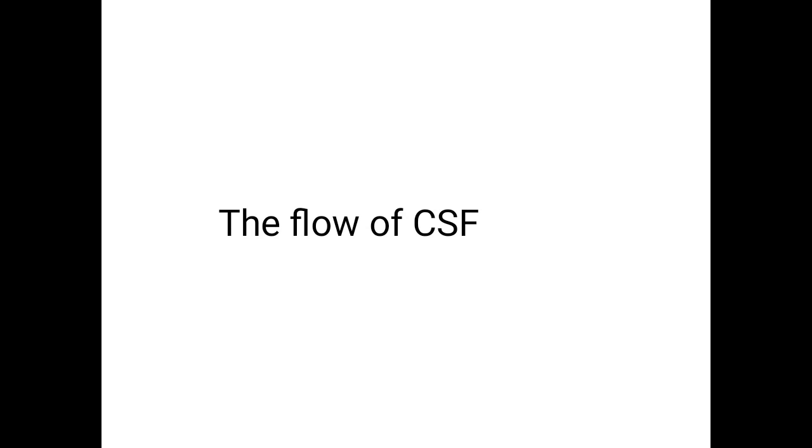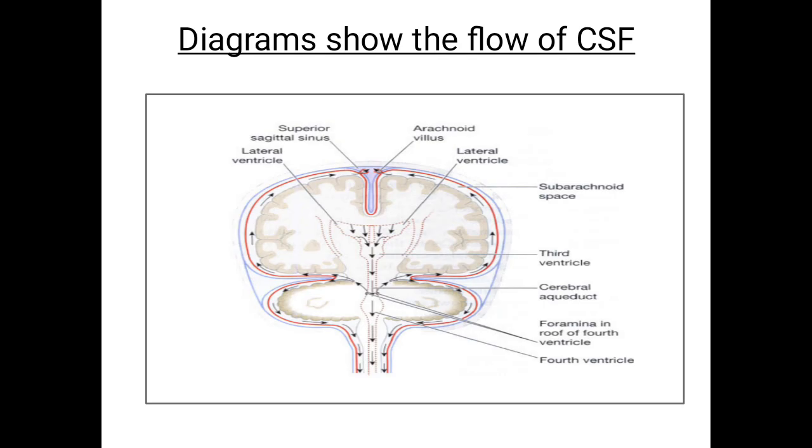subarachnoid space, where its flow is maintained by the mobility of the subarachnoid space. Then it finally passes through the arachnoid villus and joins the general circulation. So that's the flow of cerebral spinal fluid.